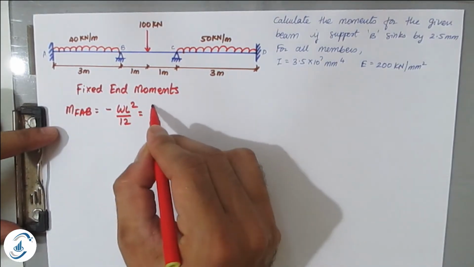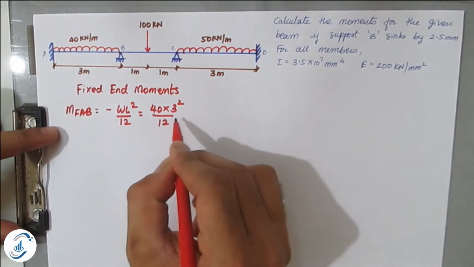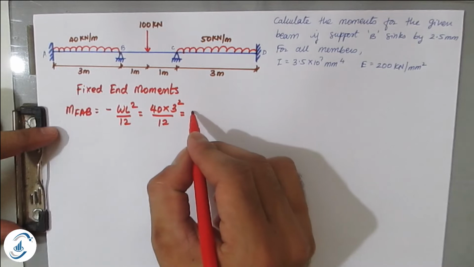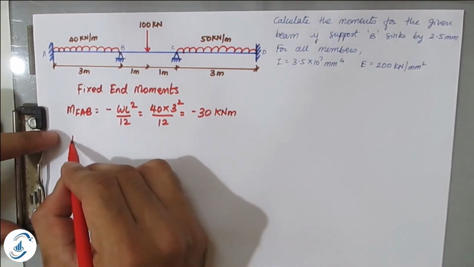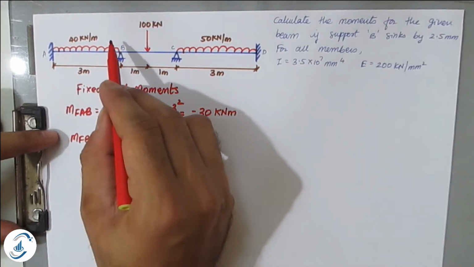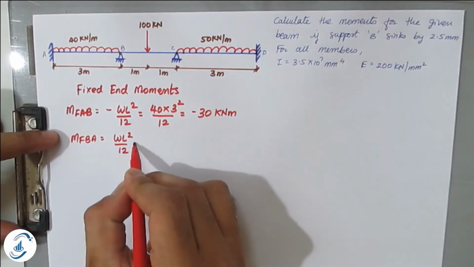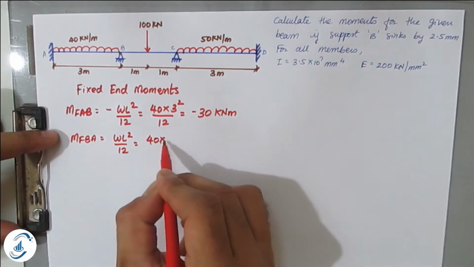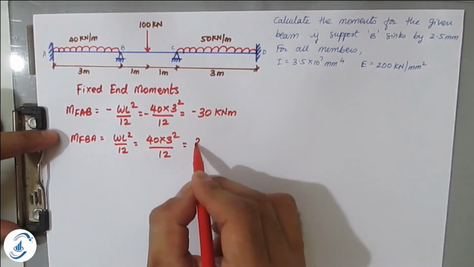So W in this case is 40, length is 3 meters, so 3 square divided by 12. So you will get minus 30 kilonewton meter. So similarly MFBA, it will be positive because it will rotate here clockwise. So WL square by 12. So 40 into 3 square divided by 12. So it is 30 kilonewton meter.